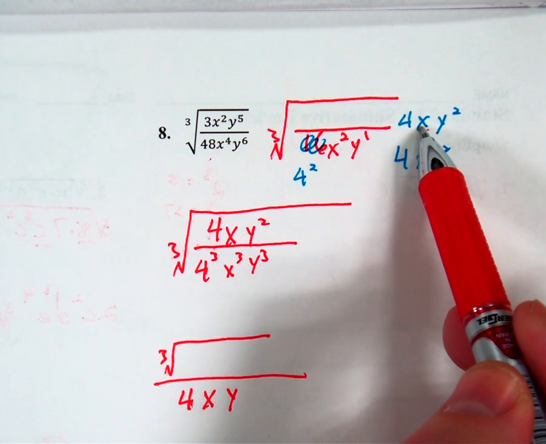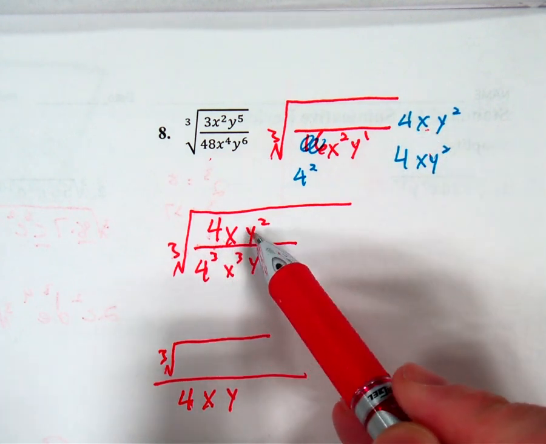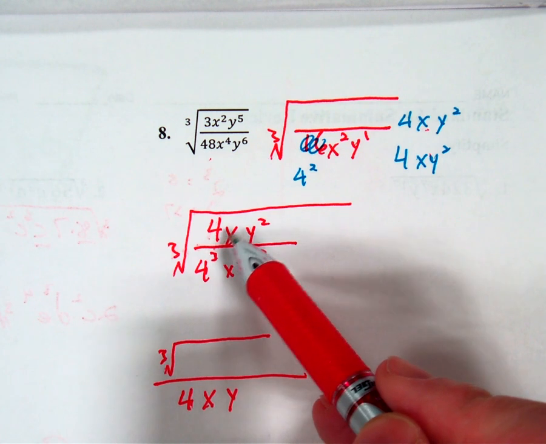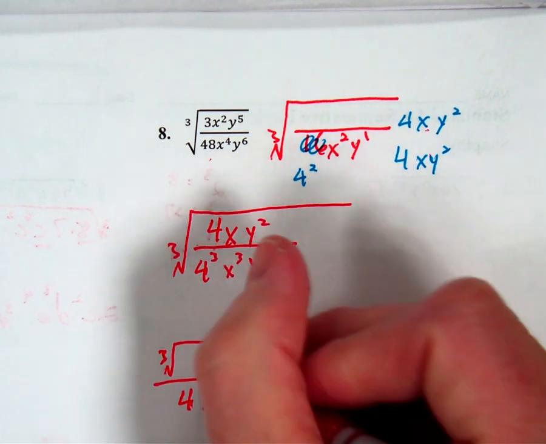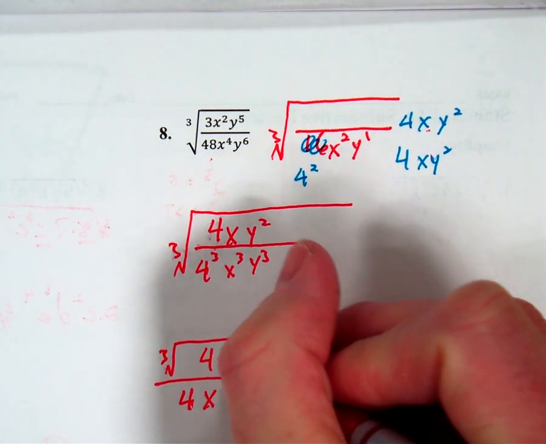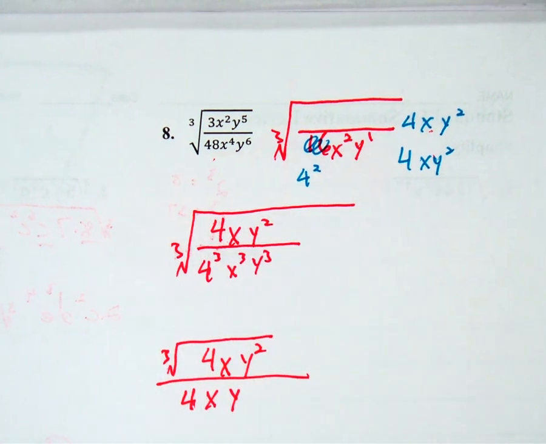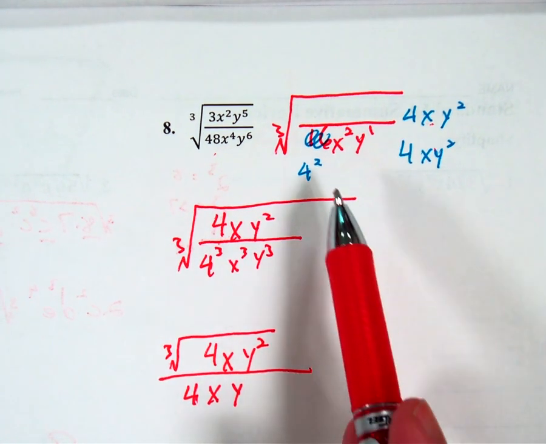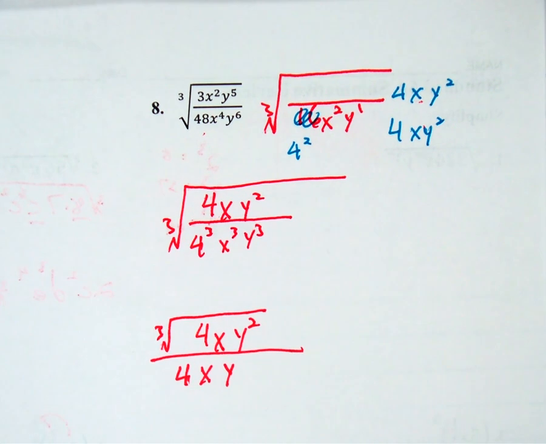Okay? I cannot do the cube root of 4. Even if you change it to a 2 squared, you still can't do the cube root of it. So we're going to leave it. We're going to leave the x, and we're going to leave the y squared. So changing it to a 4 squared was a good choice. There it is.